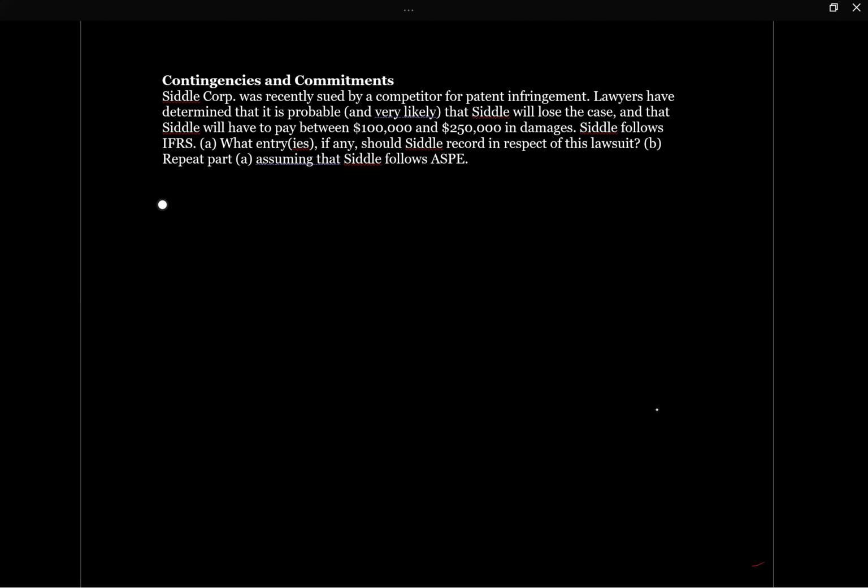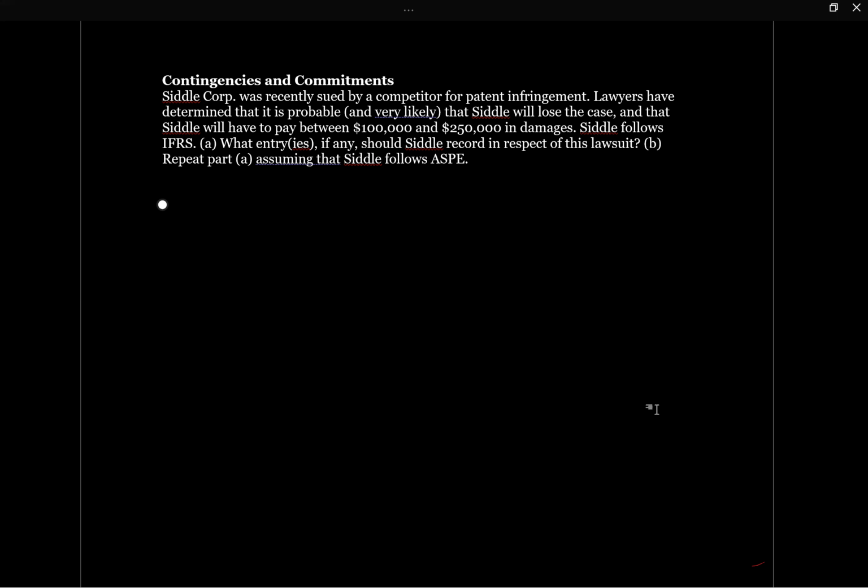Okay, let's take a look at another contingency question. In this question, Siddle Corp was recently sued by a competitor for patent infringement. Lawyers have determined that it is probable and very likely that Siddle will lose the case and that Siddle will have to pay between $100,000 and $250,000 in damages. Siddle follows IFRS. What entries, if any, should Siddle record in respect of this lawsuit?